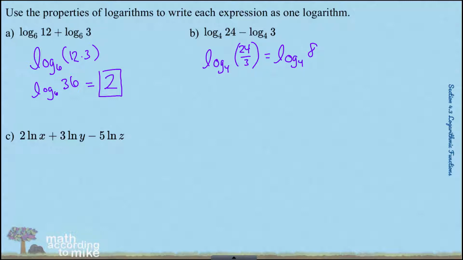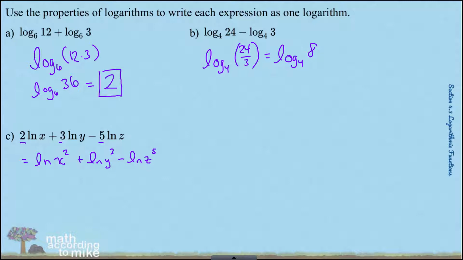In part C, unlike parts A and B, we have coefficients that aren't 1. If you have a coefficient that's not 1, you can bring it up as an exponent to the argument. As a word of advice, if the coefficient is negative, don't take the negative, just take what follows the subtraction, I should say. So we're going to move the 2, the 3, and the 5 up as exponents to the arguments. So the first one now becomes the natural log of x squared plus the natural log of y cubed, and then minus the natural log of z to the 5th.